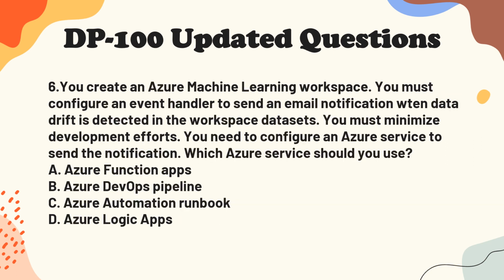6. You create an Azure Machine Learning workspace. You must configure an event handler to send an email notification when data drift is detected in the workspace datasets. You must minimize development efforts. You need to configure an Azure service to send the notification. Which Azure service should you use? A. Azure Function Apps. B. Azure DevOps Pipeline. C. Azure Automation Runbook. D. Azure Logic Apps.